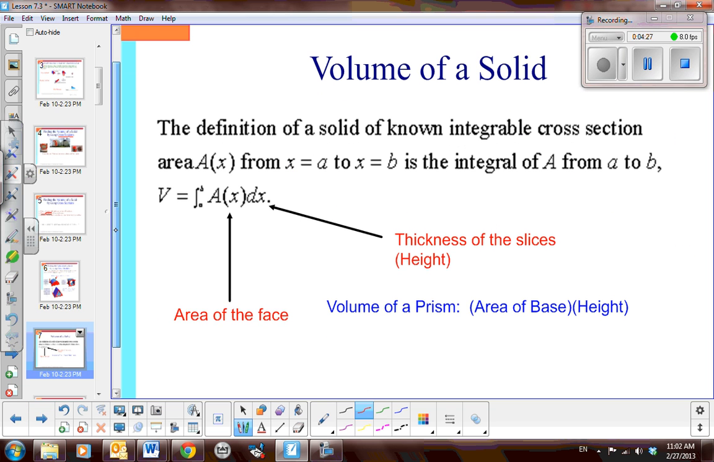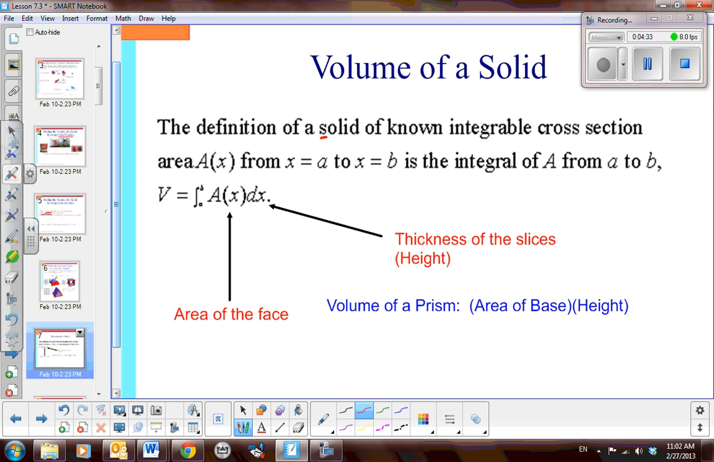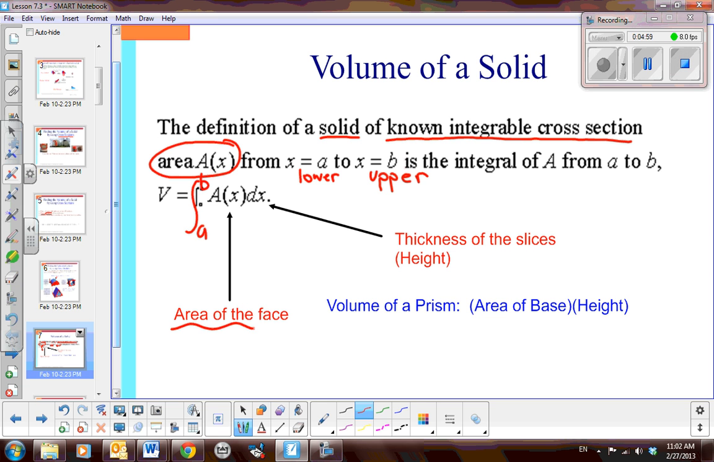Now looking at the book's definition so we can learn to read this type of academic text, we see that the definition of a solid with a known cross-section, we would look at the area. Okay, so the area of the face of the familiar cross-section, and we'd go from the lower to the upper limit after placed on an x and y axis. So the volume would be the integral of the lower to the upper limit, take the area of the face, and we know to find volume, you go like a cylinder, you take the area of the base, and then you multiply it by the height or the thickness of each slice. This will again give our volume of our solid.